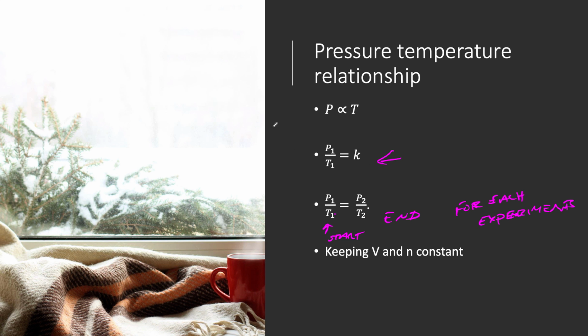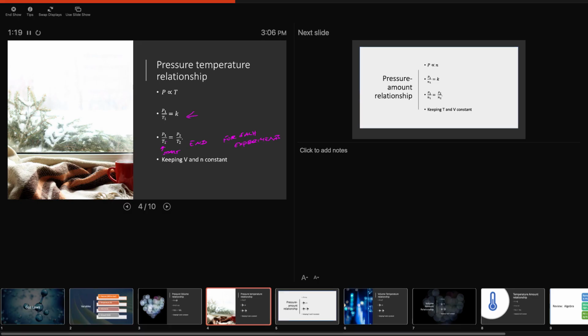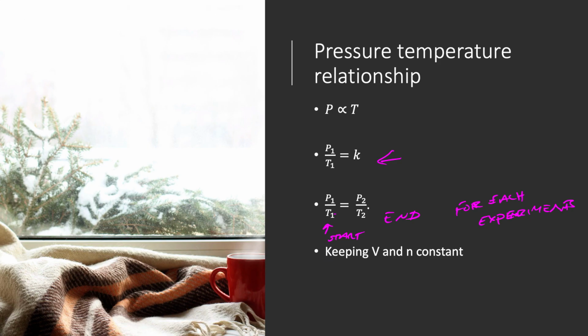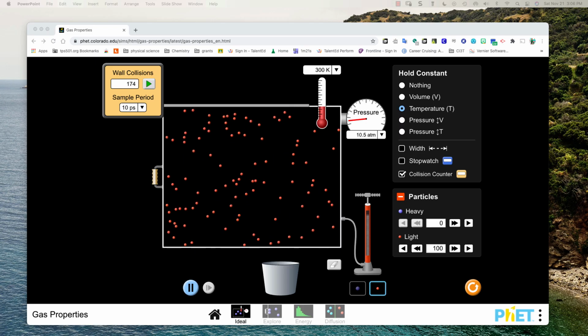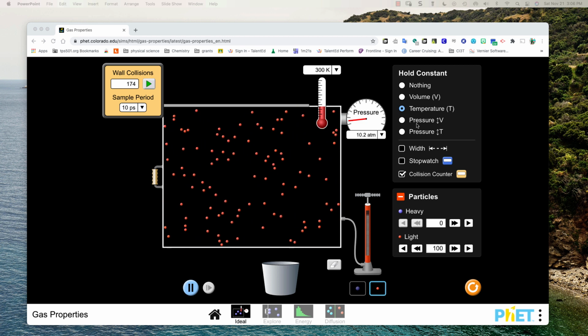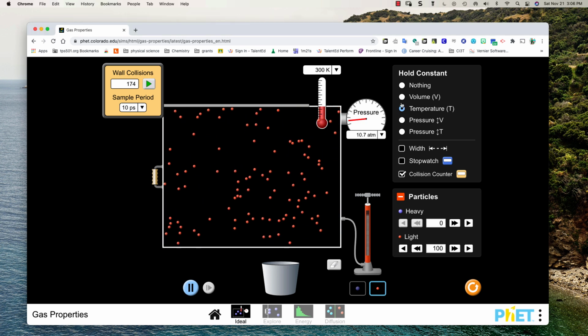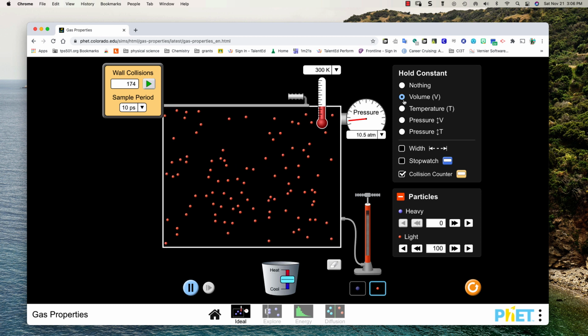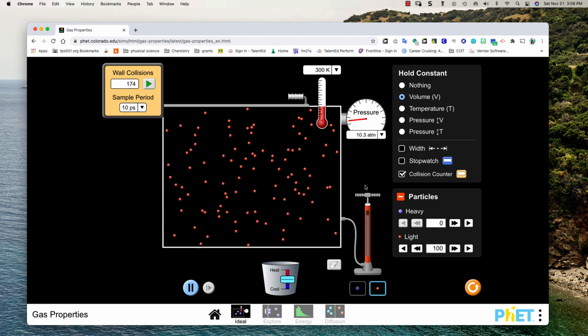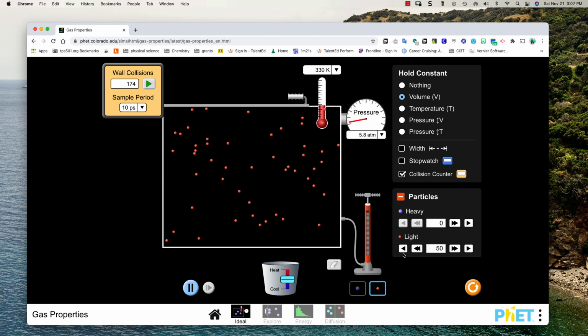So what happens when we increase the temperature? We should see an increase in the amount of wall collisions. So we're going to keep volume constant. Let's start off with 50.